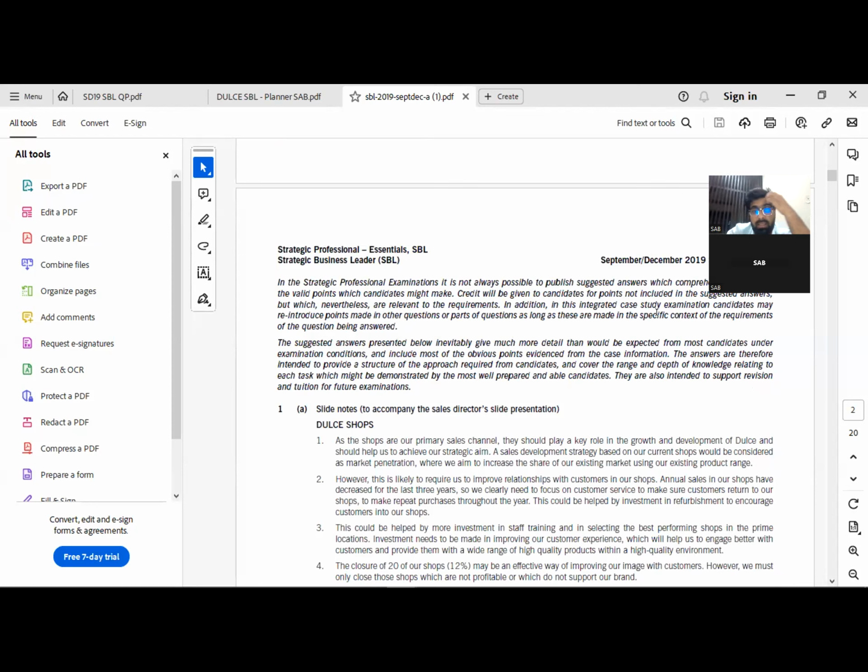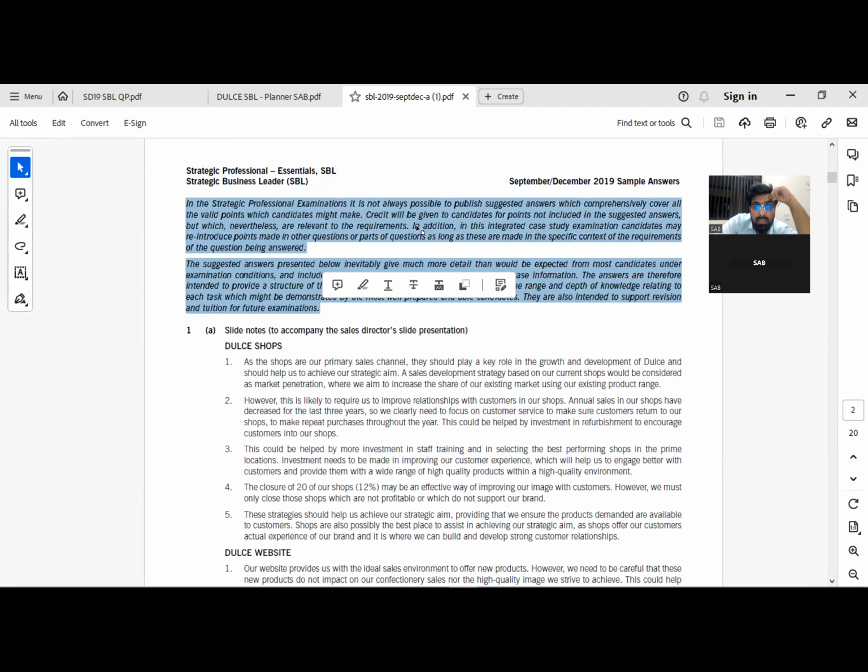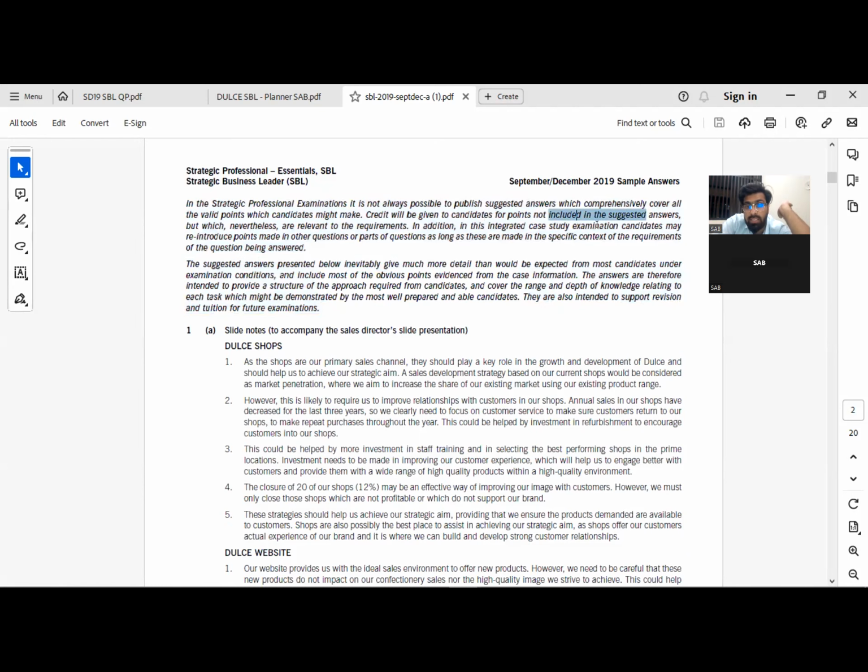So guys, again, this is the examiner answer, which will give you just an idea. And obviously, reading examiner answers and marking scripts is always favorable for papers like SBL and AAA. So see, first thing, which we have also seen in classes, these are the examiner comments: it is not always possible to publish a suggested answer which covers all valid points. So there could be many points which students have made that the examiner didn't. But candidates will be given credit for points which are not in the suggested answer, but are in the requirement, right? So you know that.